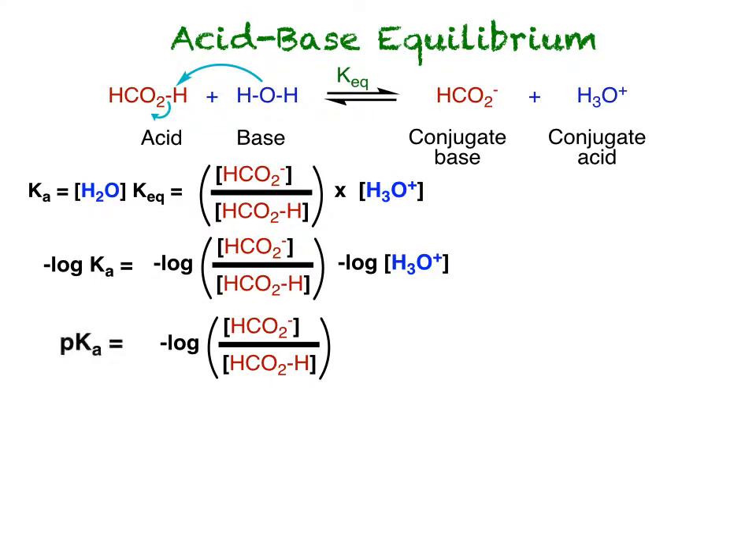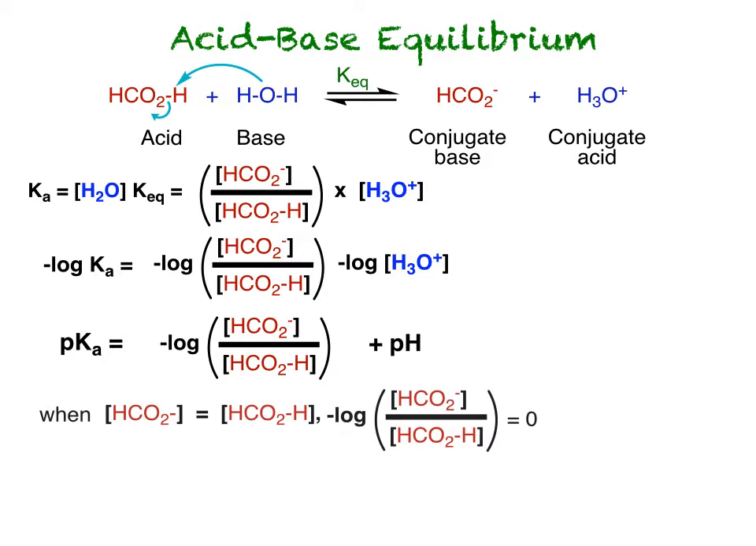But on the left side now, I'm going to say, oh, the negative log of Ka we define as the pKa. And on the upper right-hand side, the negative log of the H3O plus concentration, that's the pH. And so pKa equals negative log of the ratios of those concentrations, conjugate base on top and acid on the bottom. And so we get this expression plus pH.